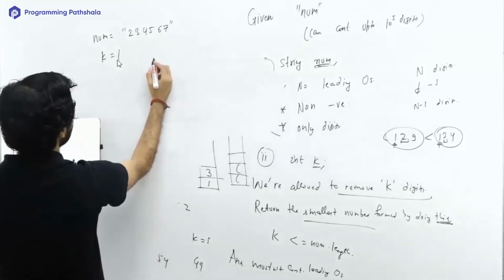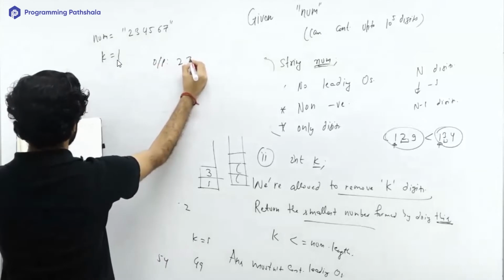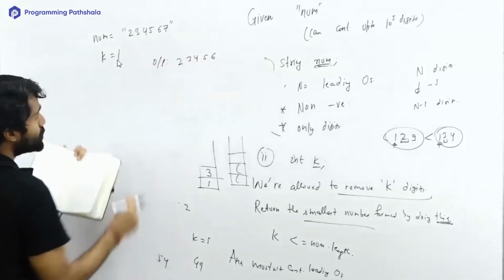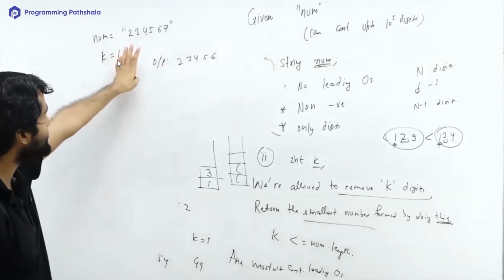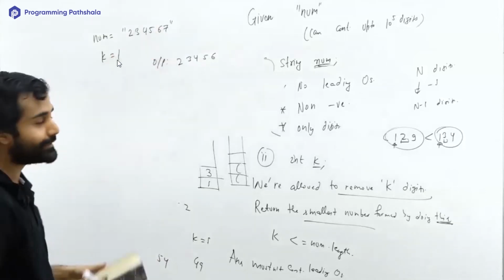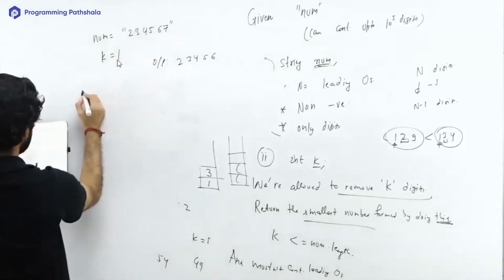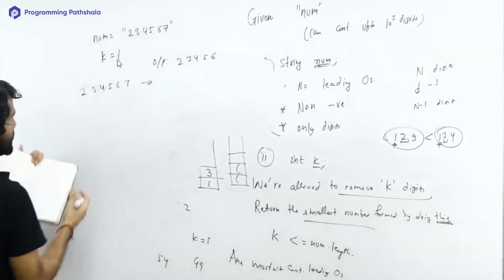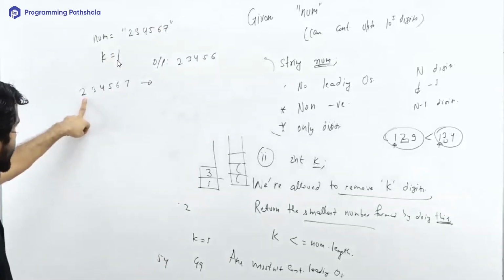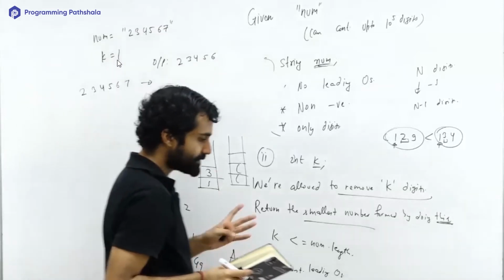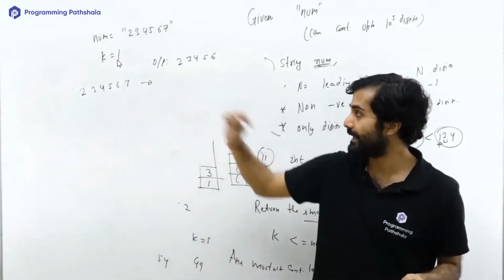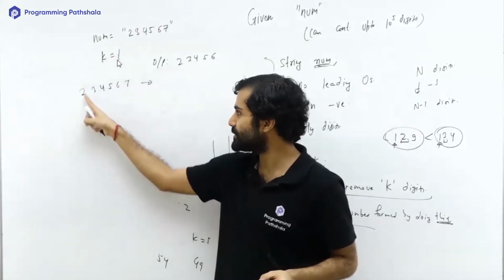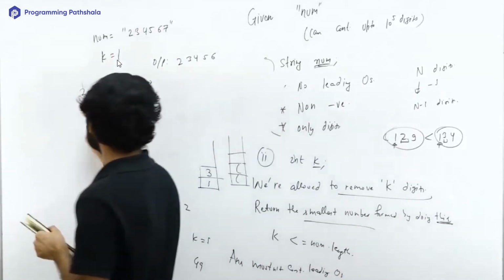If you remove this 7, you will get 2, 3, 4, 5, 6. And let us talk about that. Now we'll logically understand why this 7 has been removed. Look at the board. So this is our initial number, 2, 3, 4, 5, 6, 7. Okay. So let's start from here. If you have to remove first number out of all the k numbers, would you want to remove this 2? Is it legitimate to remove this 2?